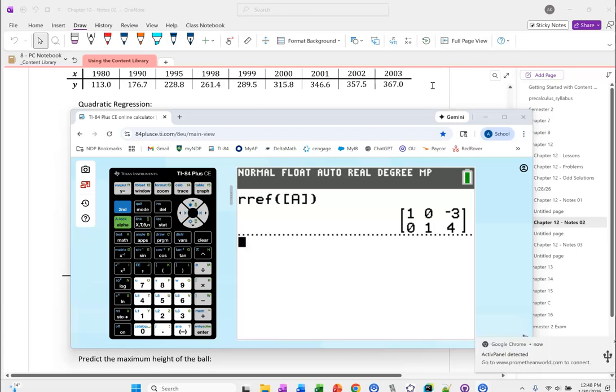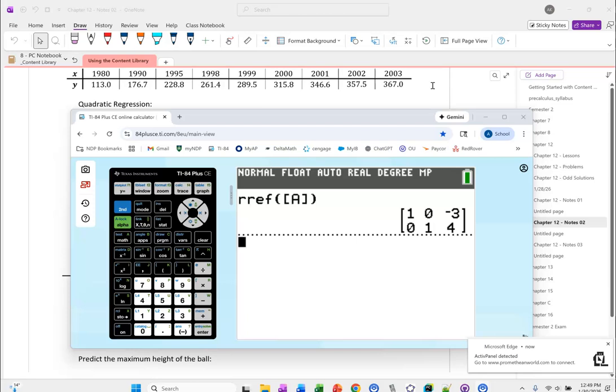Today, the plan is Chapter 12 homework quiz. Build your half sheet for Chapter 12. Chapter 12 test next class.